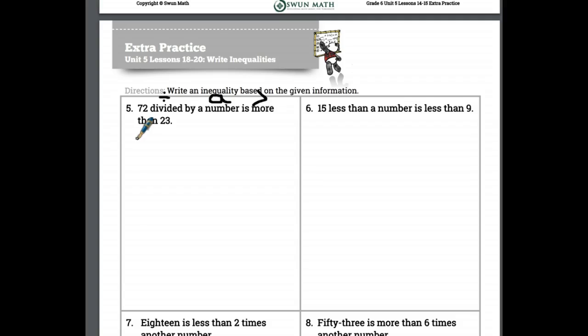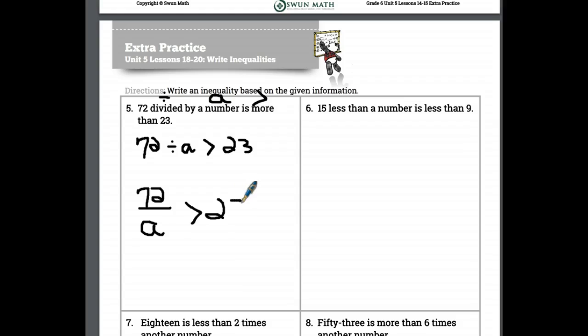And there's actually 2 ways you could write this. 72 divided by a is greater than 23. Or you could have written 72 divided by a is greater than 23. Either one is correct. You may have put something other than a for your variable. That's fine. But just know that where it says a number, just pick any letter you want to represent that variable.